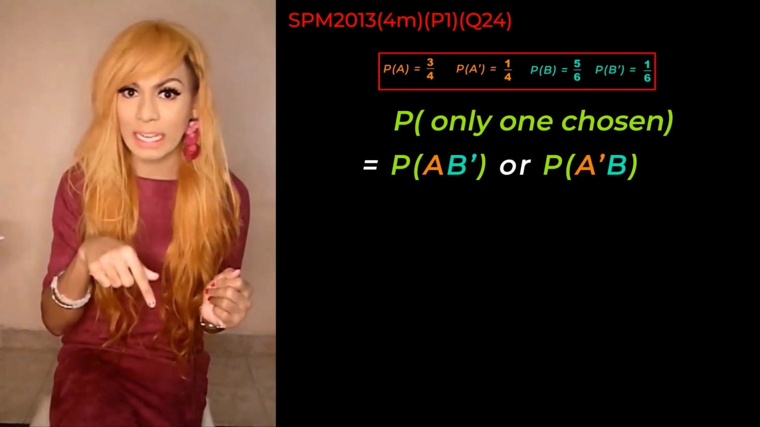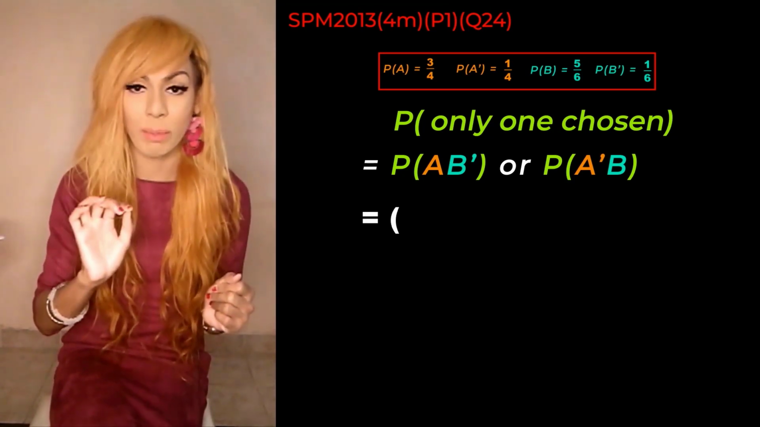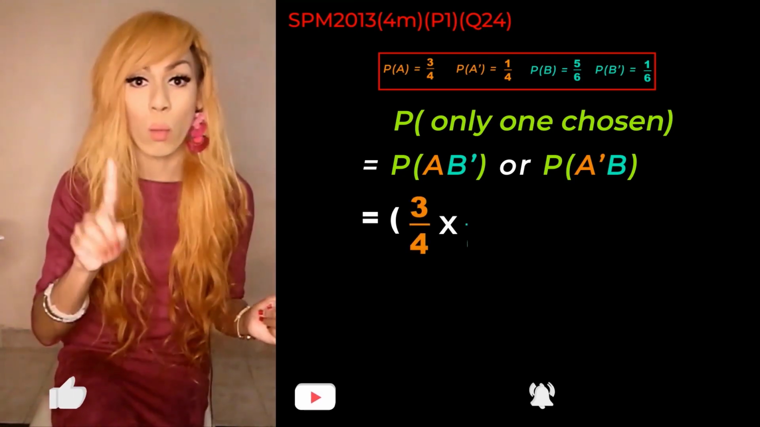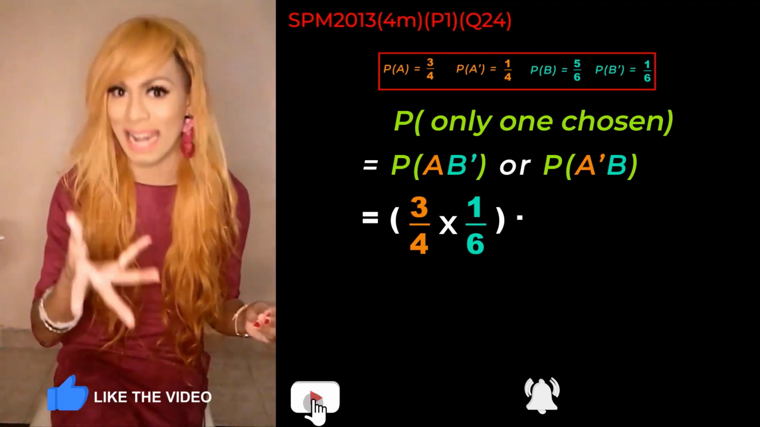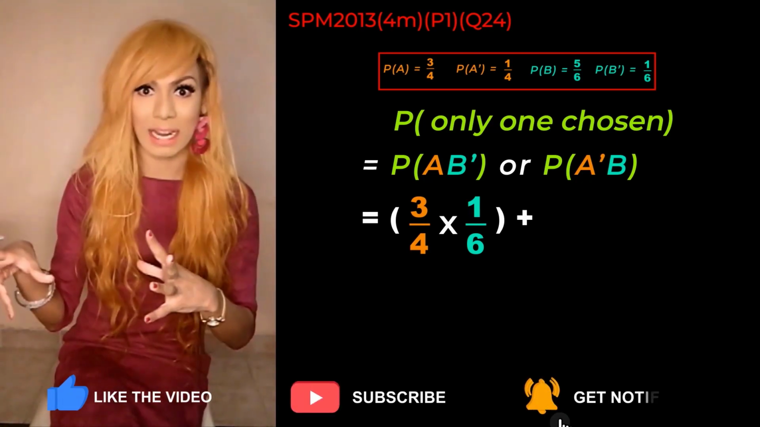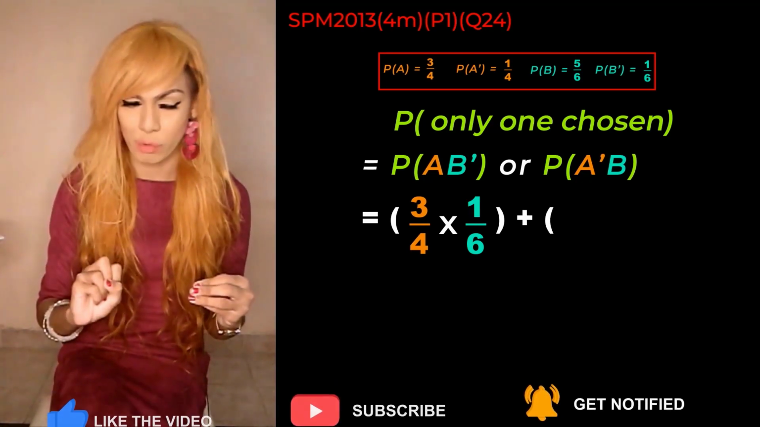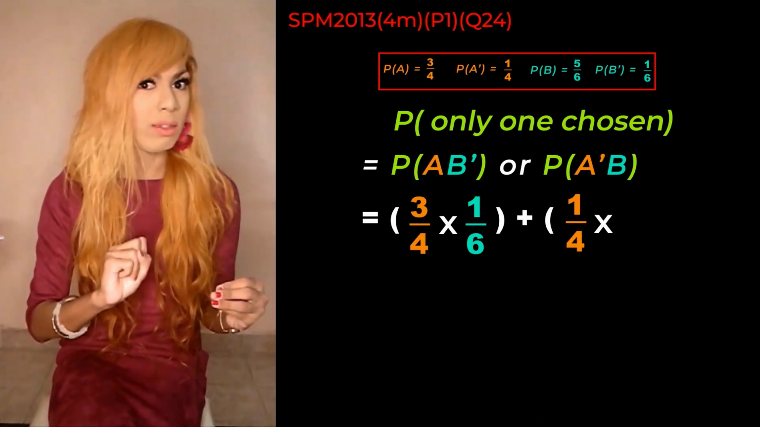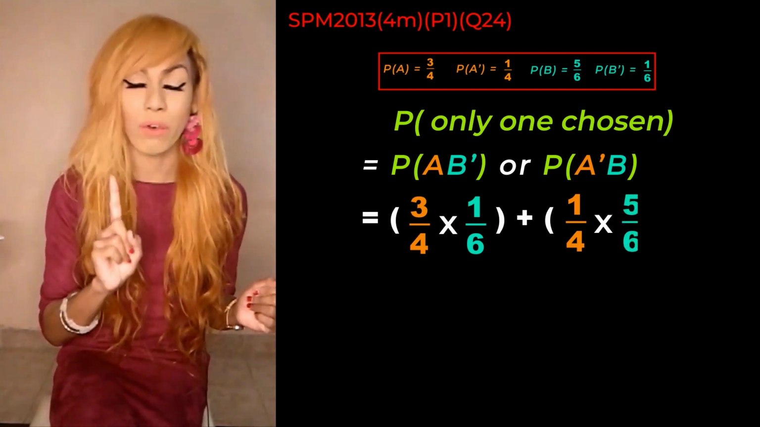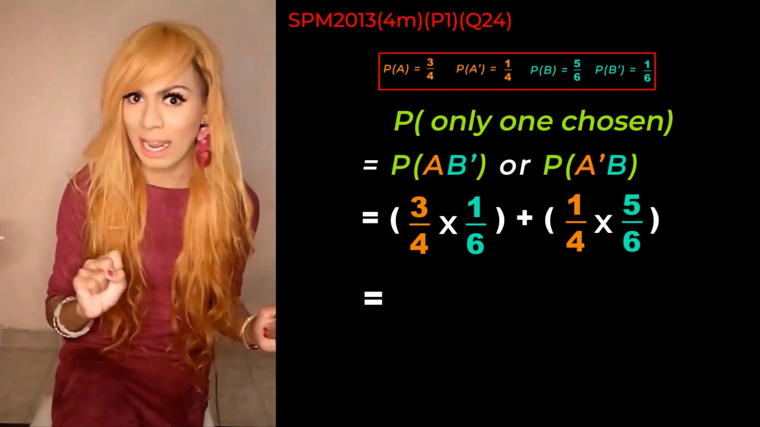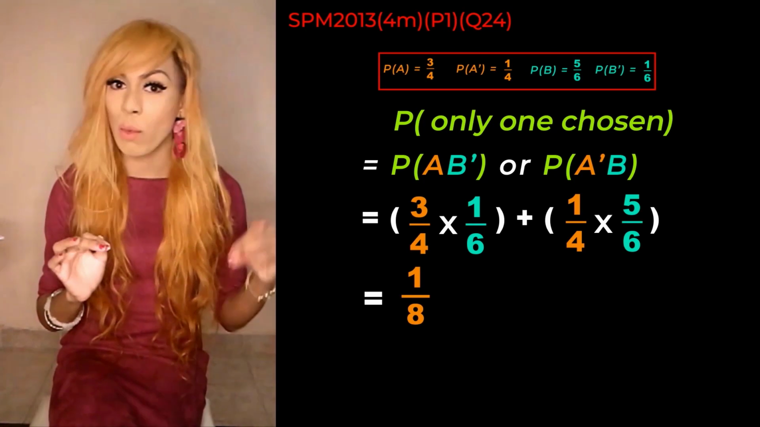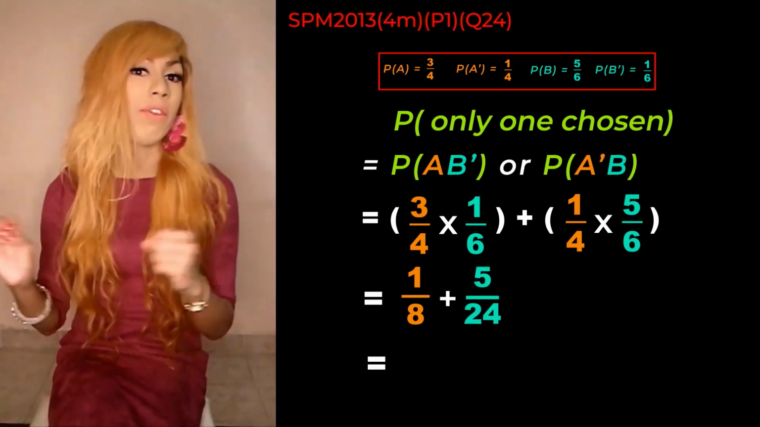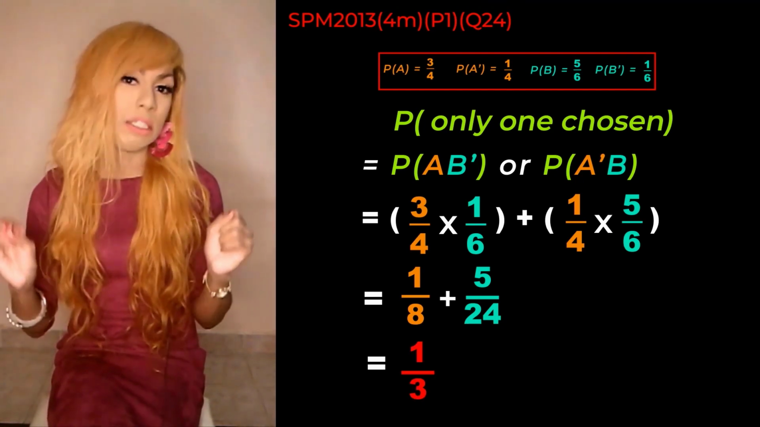So here, for the first one we will have A to be chosen. Of course, we have 3 over 4 times B not to be chosen, 1 over 6. Or, so plus the probability of the second bracket here, which is A not to be chosen, 1 over 4, times B to be chosen, which is 5 over 6. And then you calculate this, and you will have 1 over 8 plus 5 over 24. And the final answer is 1 over 3.